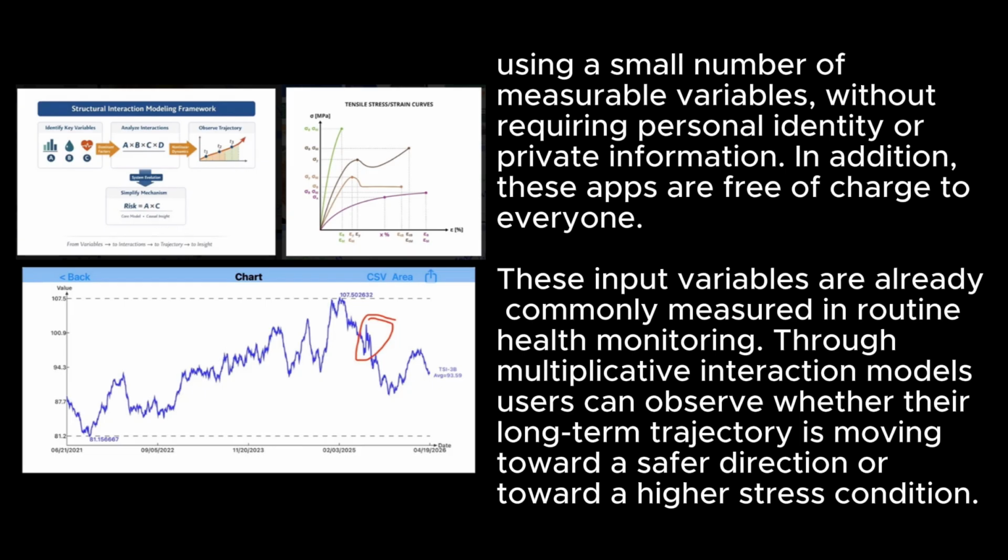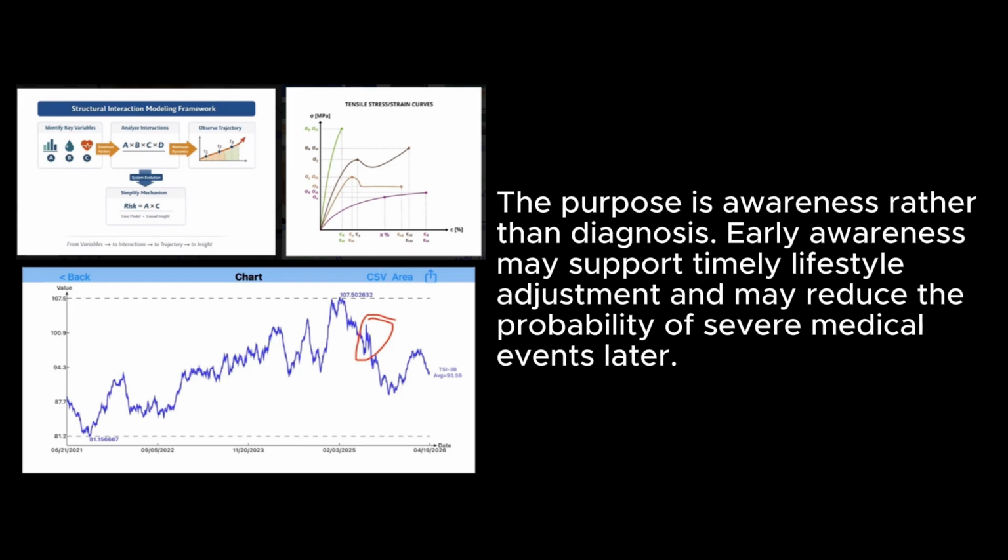These input variables are already commonly measured in routine health monitoring. Through multiplicative interaction models, users can observe whether their long-term trajectory is moving toward a safer direction or toward a higher stress condition. The purpose is awareness rather than diagnosis. Early awareness may support timely lifestyle adjustment and may reduce the probability of severe medical events later.